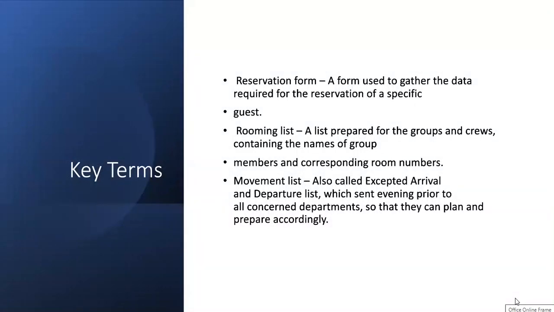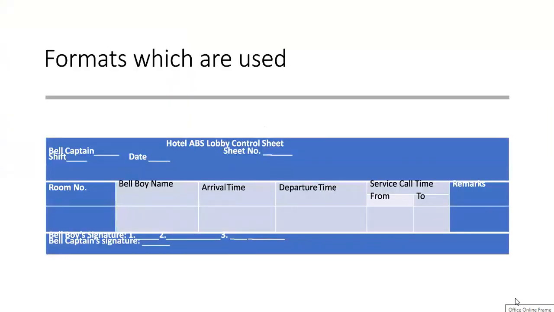Reservation form, a form used to gather the data required for reservation of a specific guest. Rooming list, a list prepared for groups and crews containing the names of group members and corresponding room numbers. Movement list, also called expected arrival and departure list, which is sent the evening prior to all concerned departments so that they can plan and prepare accordingly.